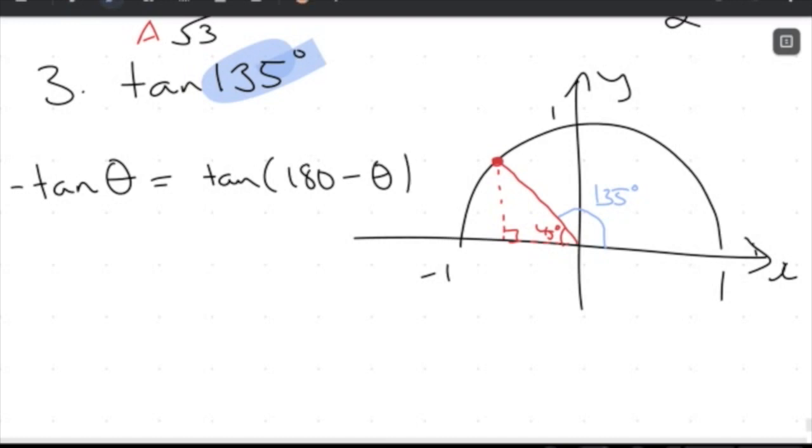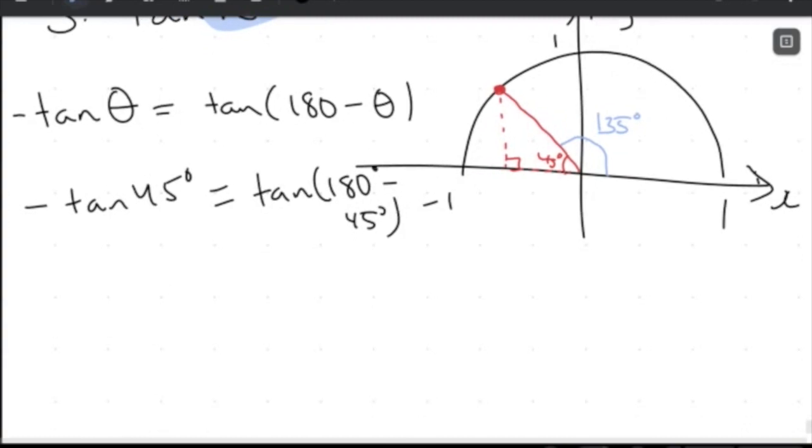Because remember, when I do this, I'm looking at something in the second quadrant, in which my tan ratio of a positive y over a negative x is going to give me a negative answer. And I can figure out what this theta is. I've already done that, but what subtracts from 180 to give me 135? That's going to be 45. So minus tan of 45 equals tan of 180 minus 45.